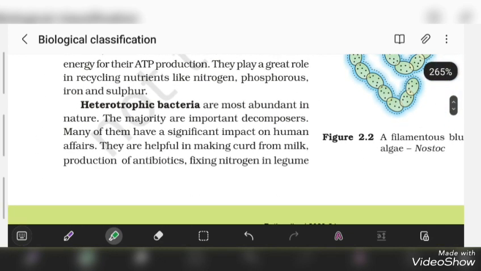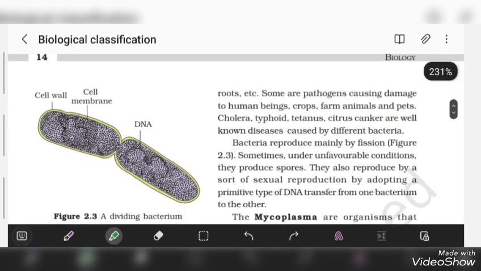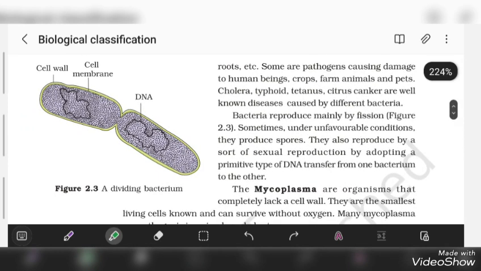Heterotrophic bacteria are by far the most abundant in nature. The majority are important decomposers. Many of them have significant impact on human affairs. They are helpful in making curd from milk, production of antibiotics, fixing nitrogen in legume roots, etc. Some are pathogens causing damage to human beings, crops, farm animals, and pets. Cholera, typhoid, tetanus, and citrus canker are well-known diseases caused by different bacteria.